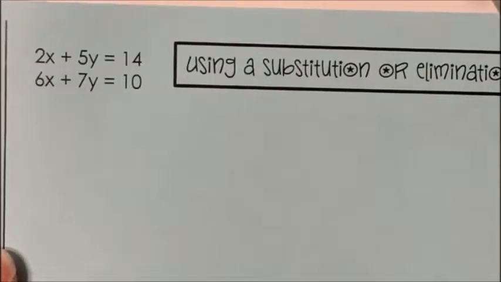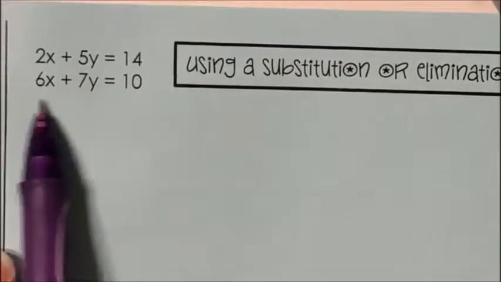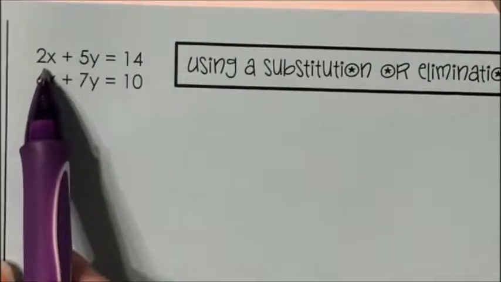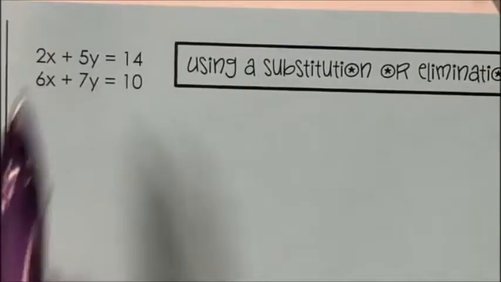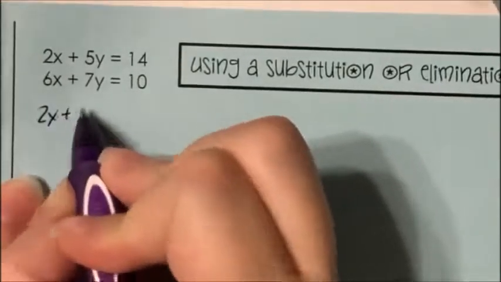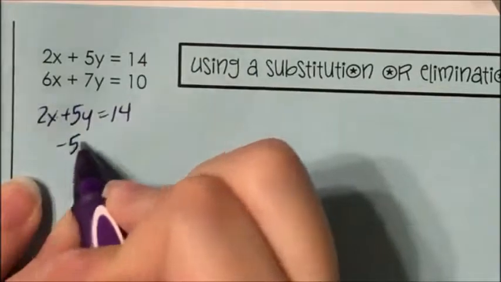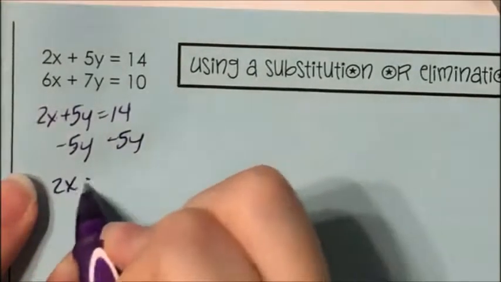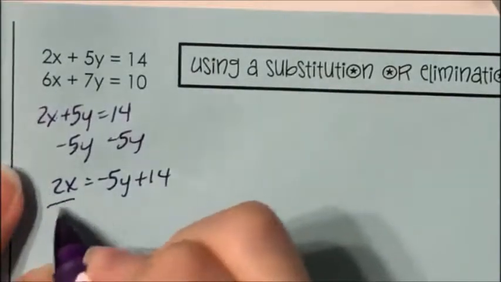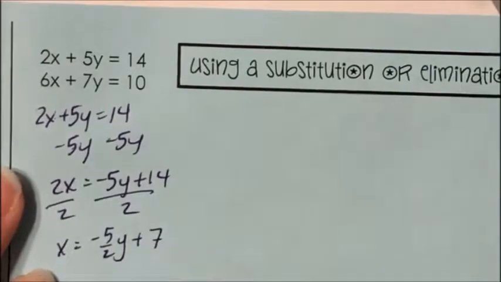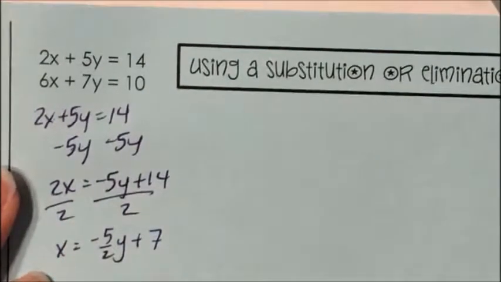Okay, so the first one I have is 2x plus 5y equals 14 and 6x plus 7y equals 10. I'm going to solve one of these for a variable. I'm going to take the first one and solve it for x. So this means I subtract 5y. So I get 2x equals negative 5y plus 14, divided by 2. x is negative 5/2 y plus 7. So I'm going to take that and plug it back into my second equation.